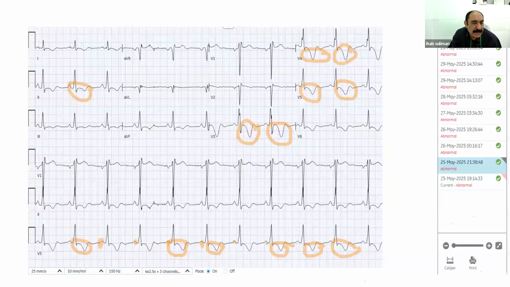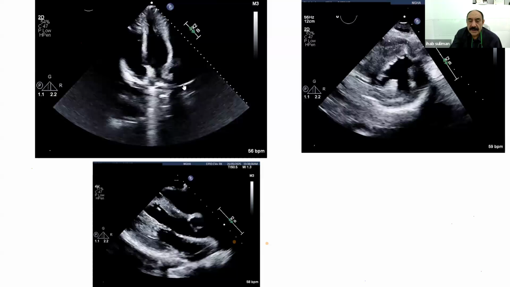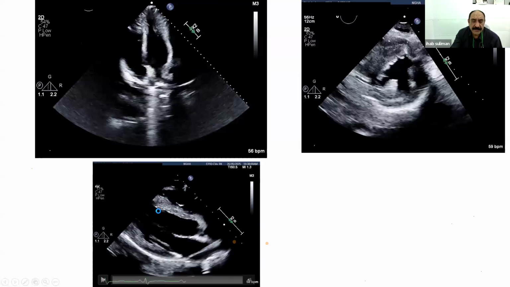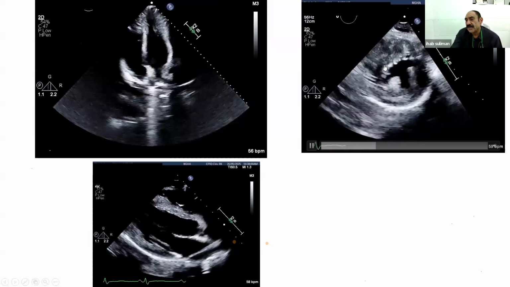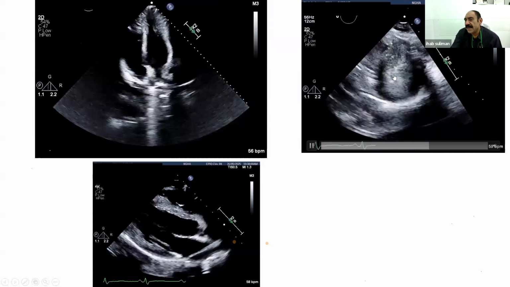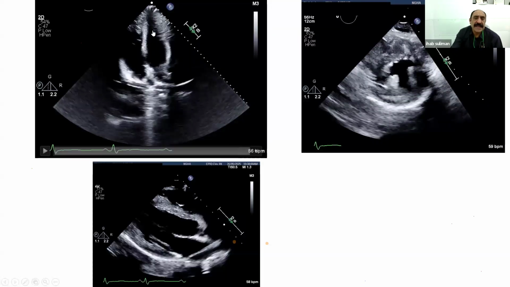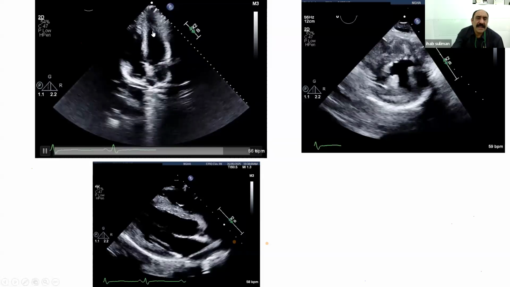But in this particular patient, I will show you now his echo, in the next coming slide. So let me show you this echo. He has severe hypertrophy of the myocardium, and this is the short axis. The cavity of the heart is almost obliterated by a very thick myocardium. And again, you can see that in the middle of the cavity, there is an intracavity obstruction.